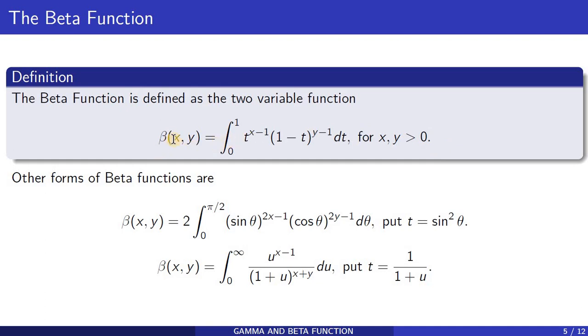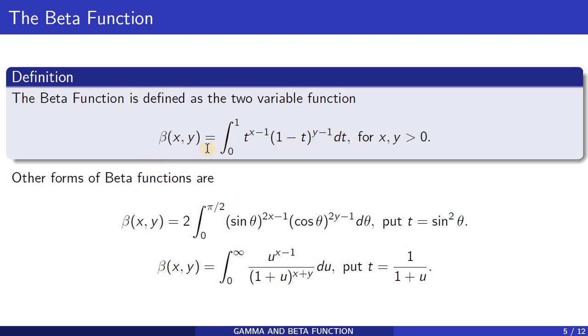It is defined like this: beta of x comma y is equal to the integral from 0 to 1 of t power x minus 1 into 1 minus t power y minus 1 dt. So this t is a variable, and you can observe that since t is running from 0 to 1, this t is positive as well as 1 minus t is also positive. In beta of x comma y, this x and y are appearing as powers of t and 1 minus t. So t power x minus 1 and 1 minus t power y minus 1.